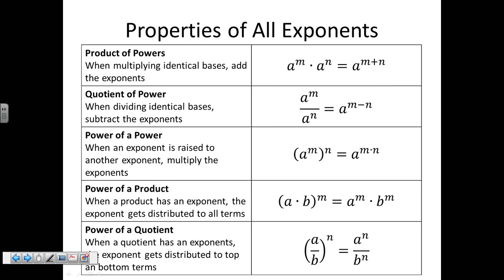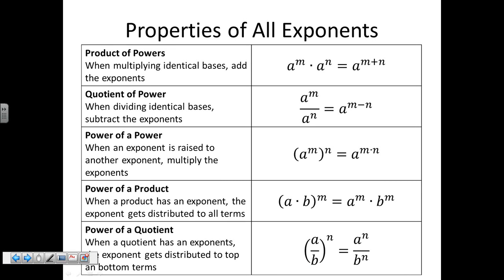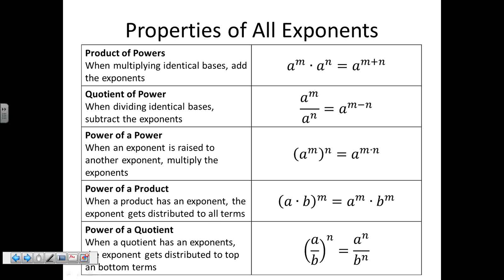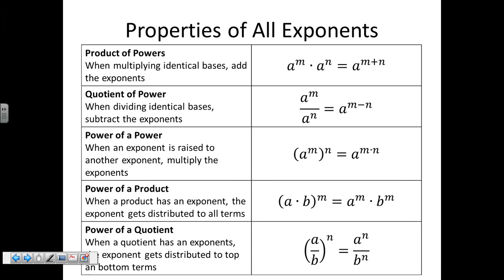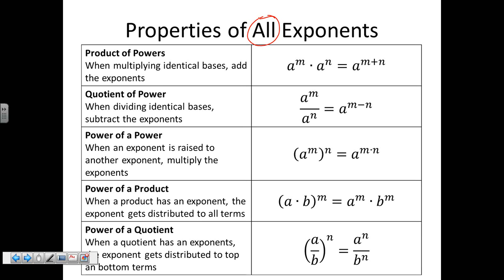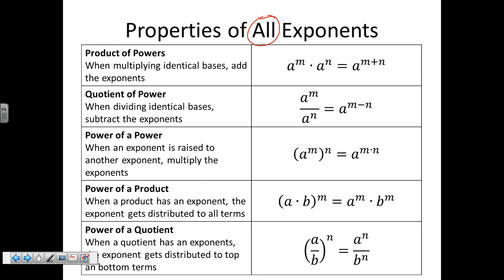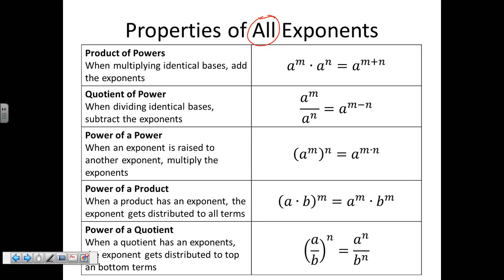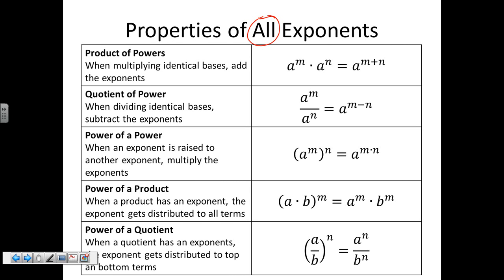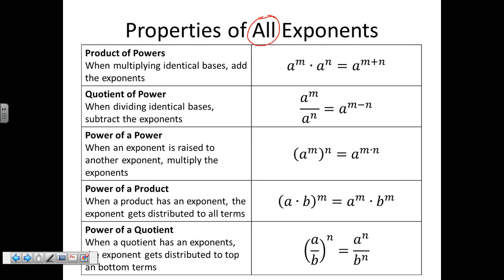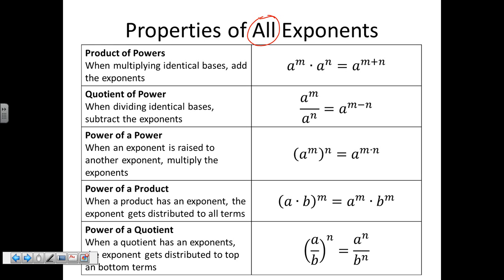All right, so let's remember some properties of all exponents. And really, I want you to remember that these are properties of all exponents, not just whole number exponents, because now we're introducing the idea of fractions in the exponents. These are true for everything, including these new fractional powers. If we take the product of powers, we can add the exponents. That's true whether they're whole numbers or fractions. If we take the quotient of powers, we can subtract those powers.